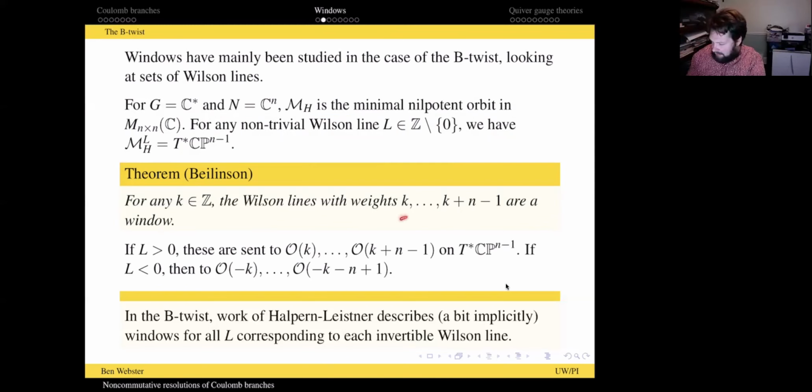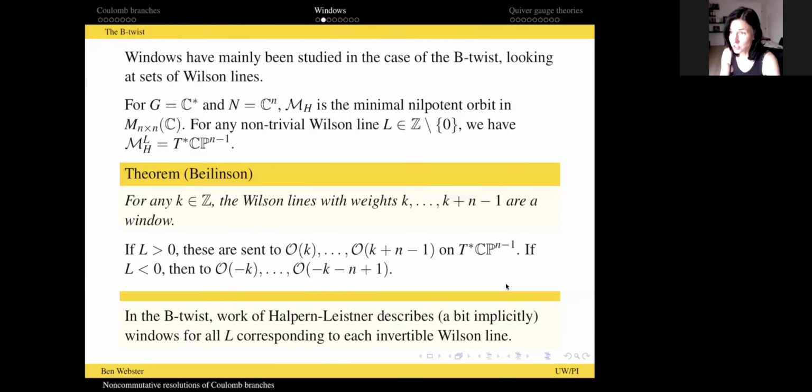That if I take n consecutive integers, take the corresponding Wilson lines, that will give me a window. And these get sent to line bundles on T*CP^n. And I'll note here, it depends on the sign of L which line bundles they go to, whether they go to O(k) up to O(k+n-1) or to these guys.